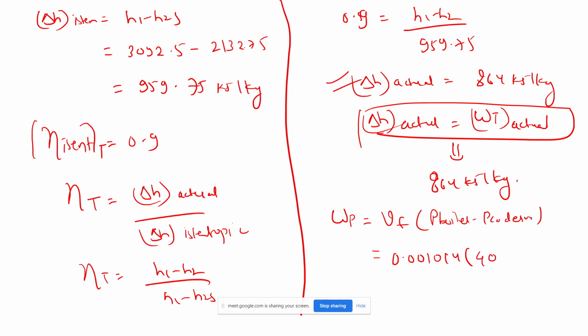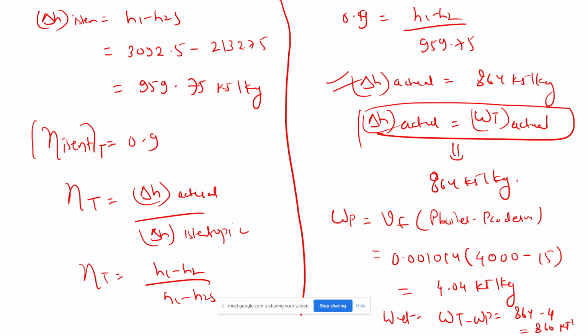The boiler pressure is 4 megapascal, so we have to convert it into kilopascal by multiplying by 1000, minus 50. So we will get the pump work as 4.04 kilojoule per kg. Okay, what will be the net work finally? Turbine work minus pump work. So 864 minus, directly we will write 4 only. So 860 kilojoule per kg.